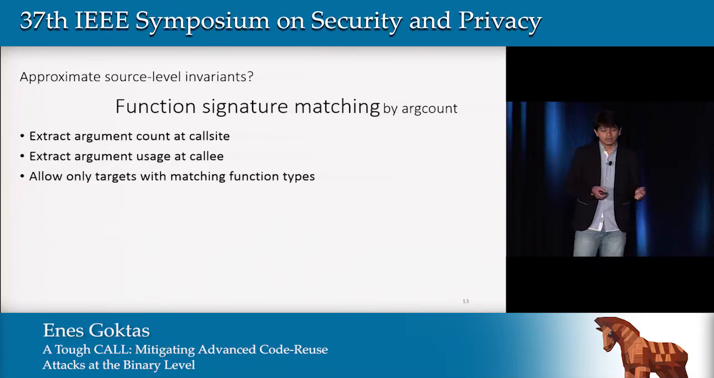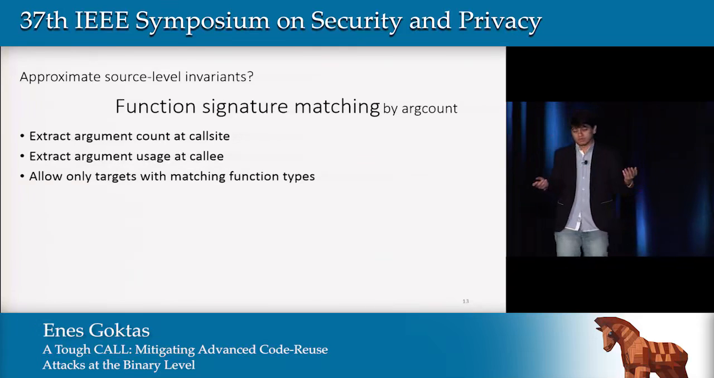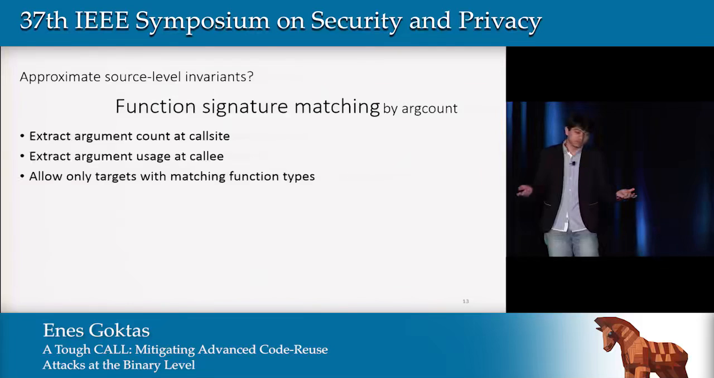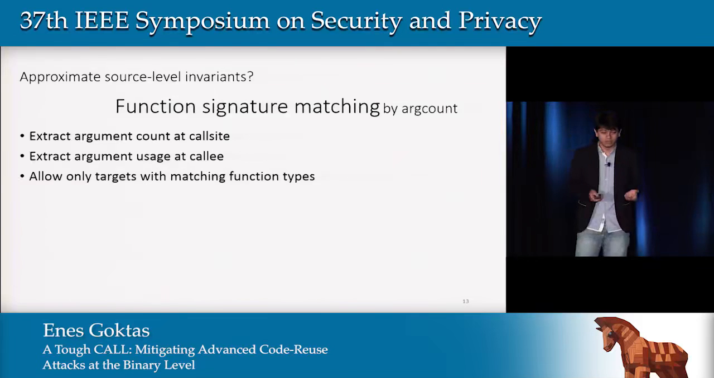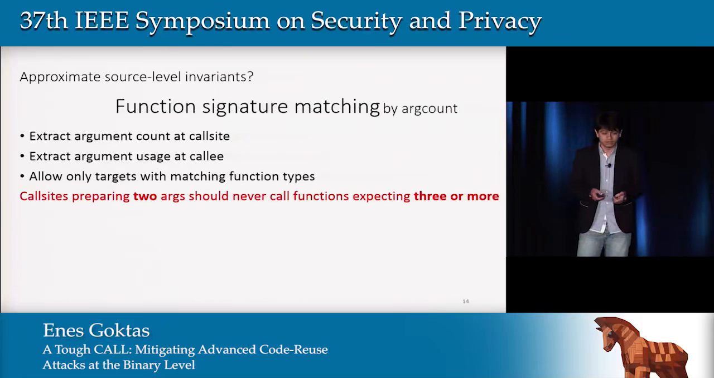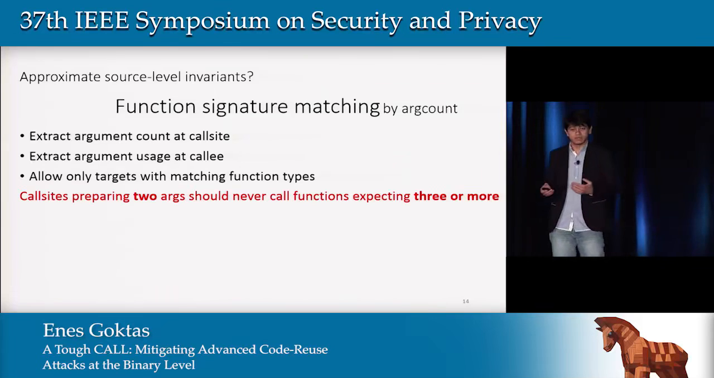Only functions that match with indirect call sites are allowed to be called during runtime. Let's give an example. Assume that we have an indirect call site and TypeArmor determines that it prepares 2 arguments.